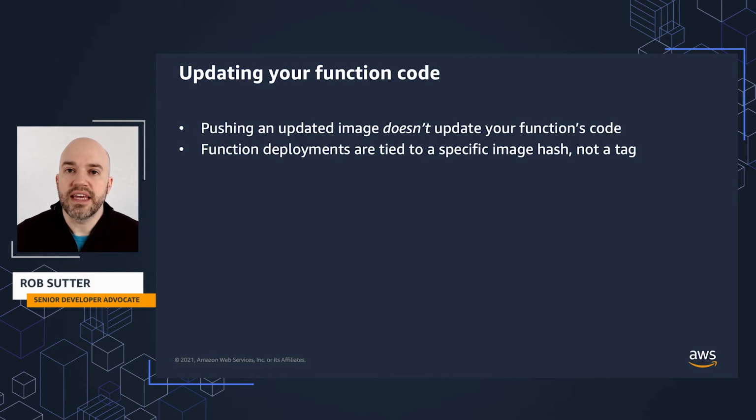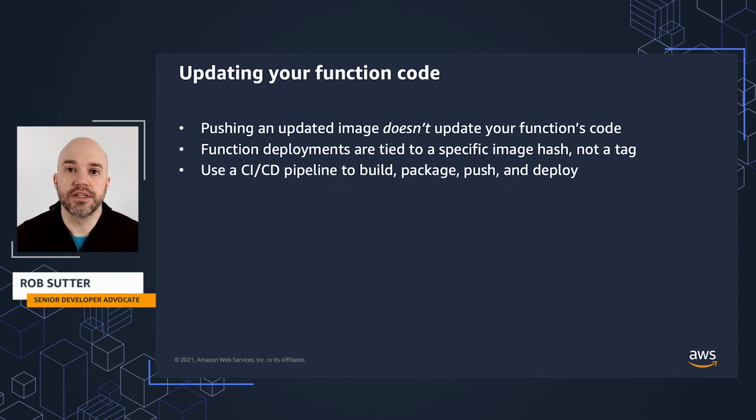This matters even if you're defining your function code by a tag, because the AWS Lambda service defines your function code by a hash of that image. Each time you push a new image, that hash is going to change. So you need to inform the Lambda service to update its hash accordingly. The best way to do this is with a robust CI/CD pipeline where you build, package, push, and redeploy your function in an automated fashion.